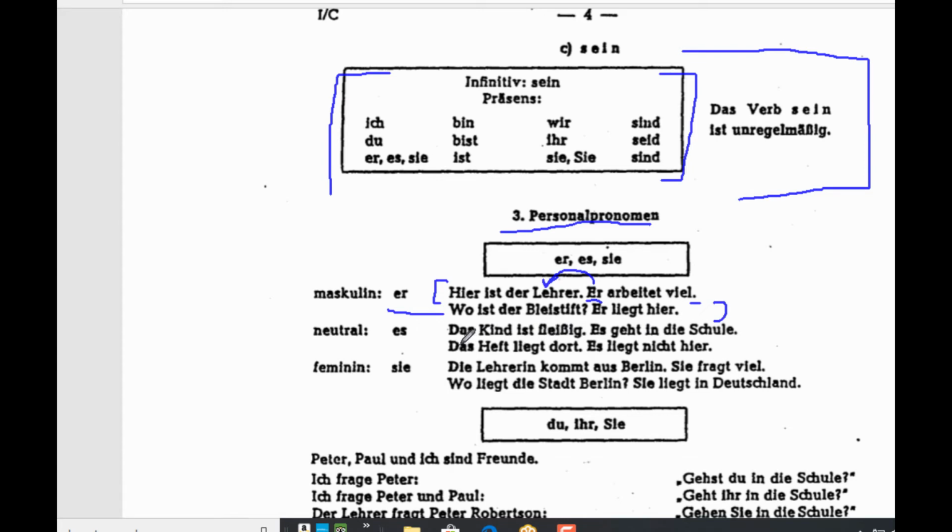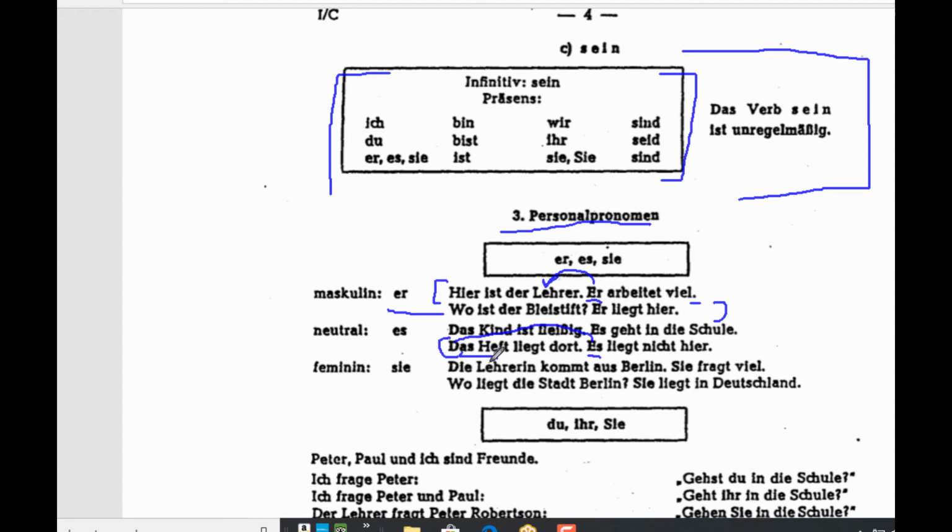Here's another example here. Das Heft liegt dort. Everybody? Das Heft liegt dort. This is a neuter noun. Es liegt nicht hier. Es liegt nicht hier. So the notebook lies there. It does not lie here. Very profound sentence. But es has to be es because of what? Matthew? Its antecedent das Heft. Exactly, yeah.